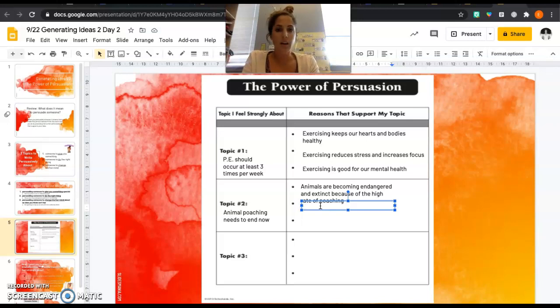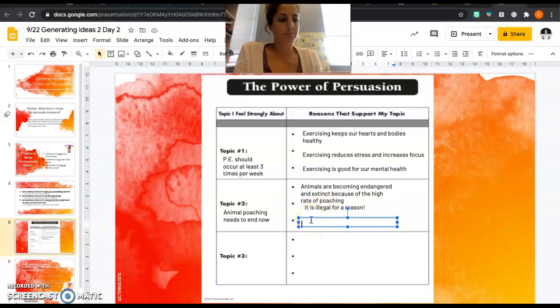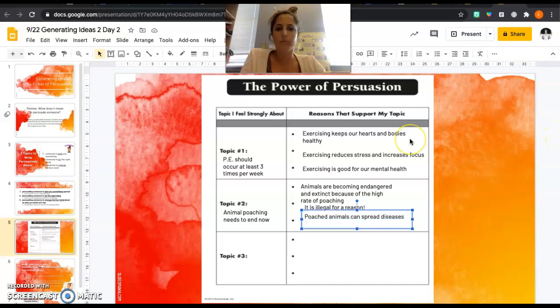Okay, the other part is that it's already illegal. This poaching is already illegal, so it definitely needs to end now. It's illegal for a reason. People don't always get in very much trouble depending on what country you're in, but that is a good reason. It's illegal already, right? So it's obviously not okay. And the last one I have is, poached animals. All right, guys. So those are my 3 reasons that support my topic that animal poaching needs to end now.